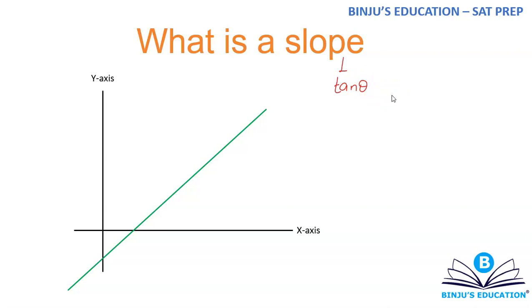If you draw a line, let's talk about this green line that I've drawn. Let's say this line makes an angle of theta degrees with x-axis. When you calculate tan of theta, that will give you the slope of this line. This is the technical definition of slope of a line. Slope is nothing but tan of the angle made by the line with x-axis in anti-clockwise direction.